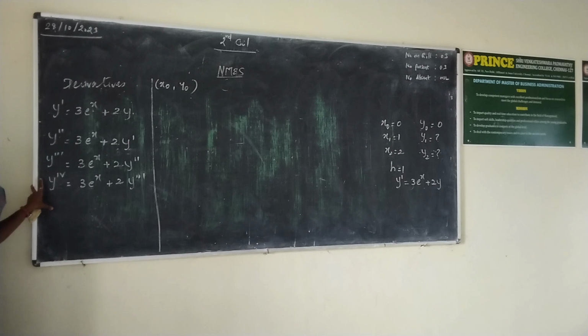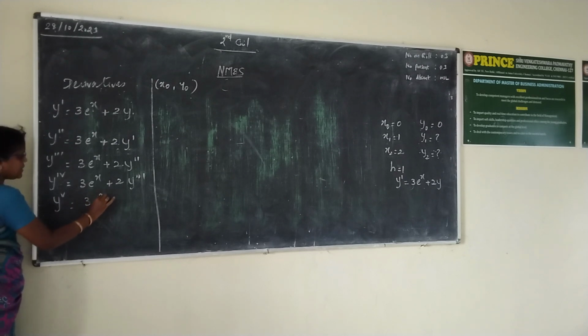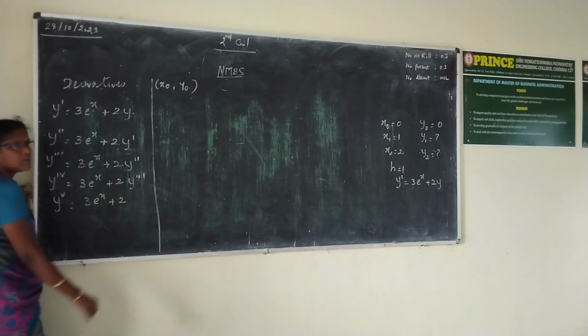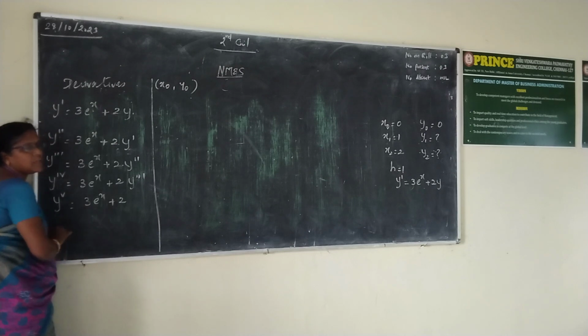Should we go for one more? It's easy only now. So go for the fifth derivative, 3 into e power x plus 2 into y fourth derivative. Okay.